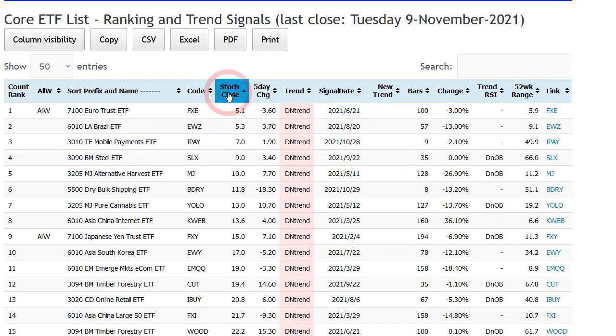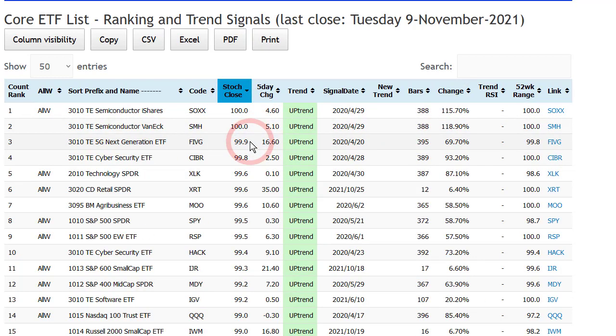But going back over to the left, StochClose is my main ranking to see where the strength is in the market and where the weakness is. And if you look at the strength, we can still see a lot of strength in technology, semiconductors, 5G, cyber, XLK. And we go down, cybersecurity again, and then software and QQQ. Now, I do think these ETFs are a bit extended because they've had big runs in the last 2 months.